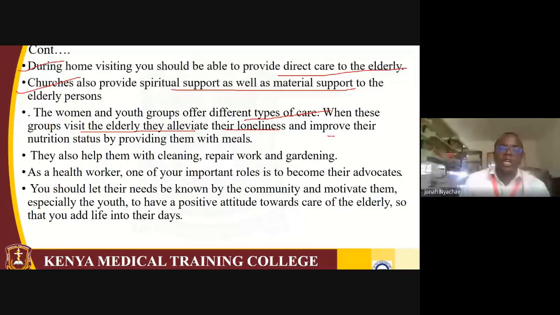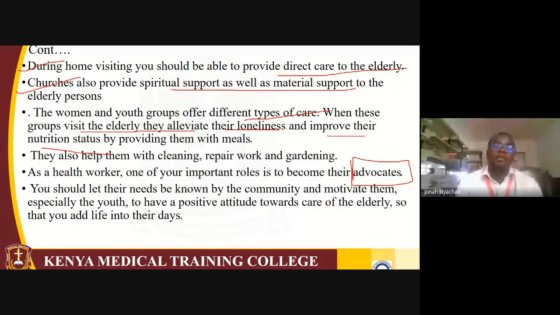So it is important to assist the elderly. They also help them with repair work, gardening, and so on. As a healthcare provider, one of your roles is to advocate for the elderly. Some of you, probably you are not called to be nurses. Some of you will just have the nursing knowledge, but you may never practice nursing. You may have been called upon to be a patient advocate, or just to be a champion for social justice.